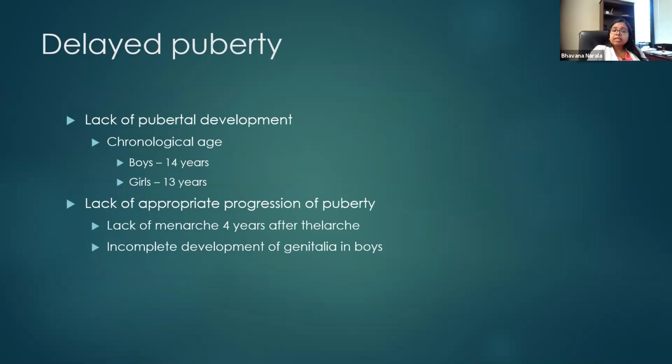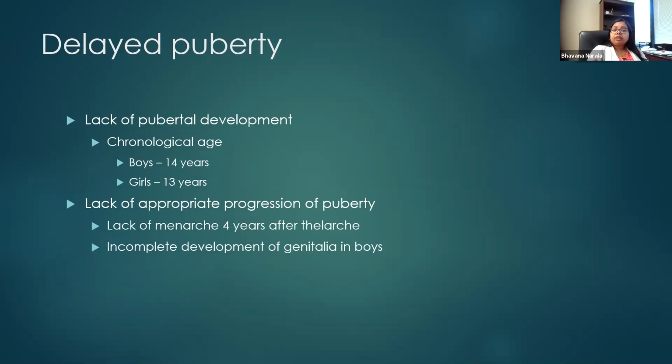So this is a lack of pubertal development. And delayed puberty is based on chronological age for boys. If they are over 14 years and have no pubertal development, that is considered delayed. And then for girls, it's 13 years. Okay.